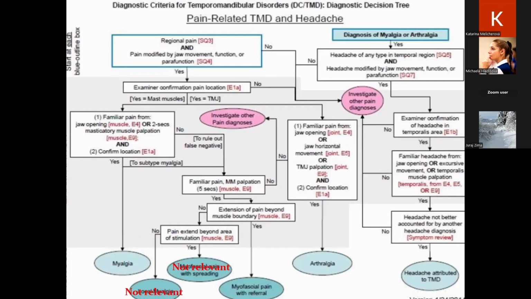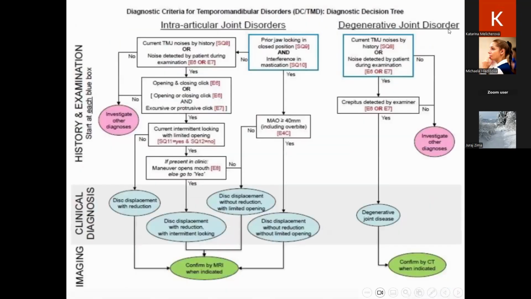And we have one for pain related, one for intra-articular, and one for degenerative. For each one of the subgroups, we have a specific decision tree to use.